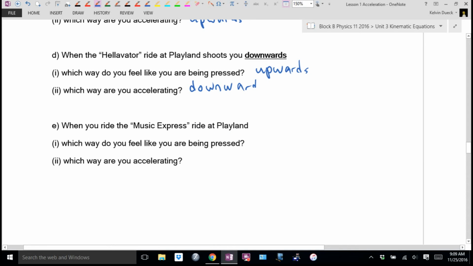That's Physics 12. The Music Express, that's the one that goes in a circle really, really fast. You guys want to go faster? Yeah! And they play music and it goes faster and faster. Okay?